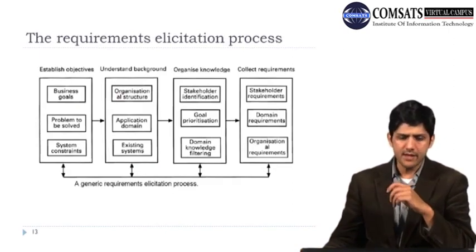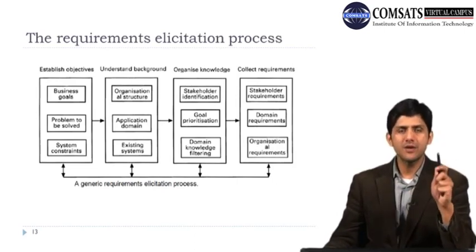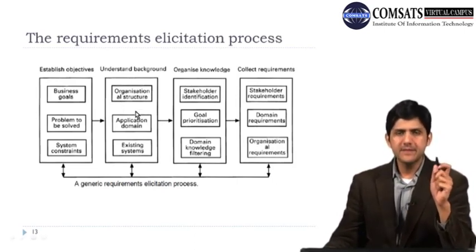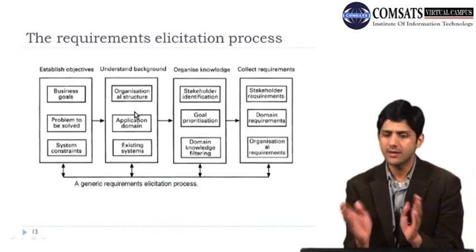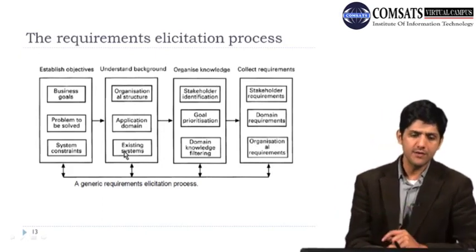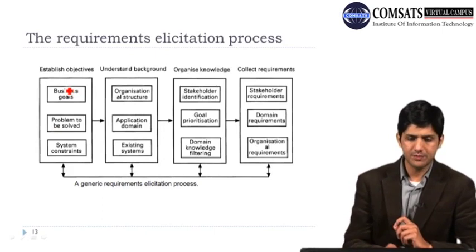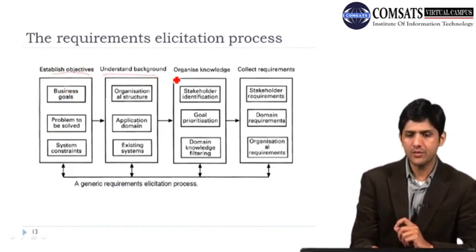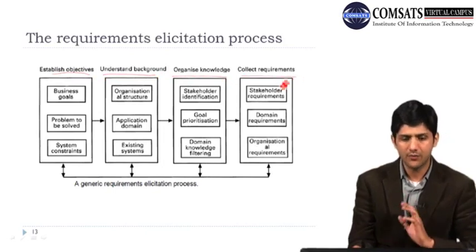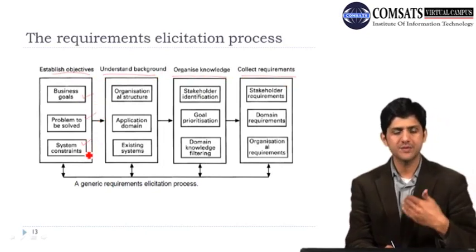So this is a very generic requirement elicitation process, but keep that process definition in your mind: this is just a representation of this particular process. You can tailor it according to your needs. So the first thing is that you want to establish the objectives, then you want to understand your background, you want to organize your knowledge, and finally you collect requirements. So you have some business goals, you want to understand the problem to be solved, and you have some system constraints.